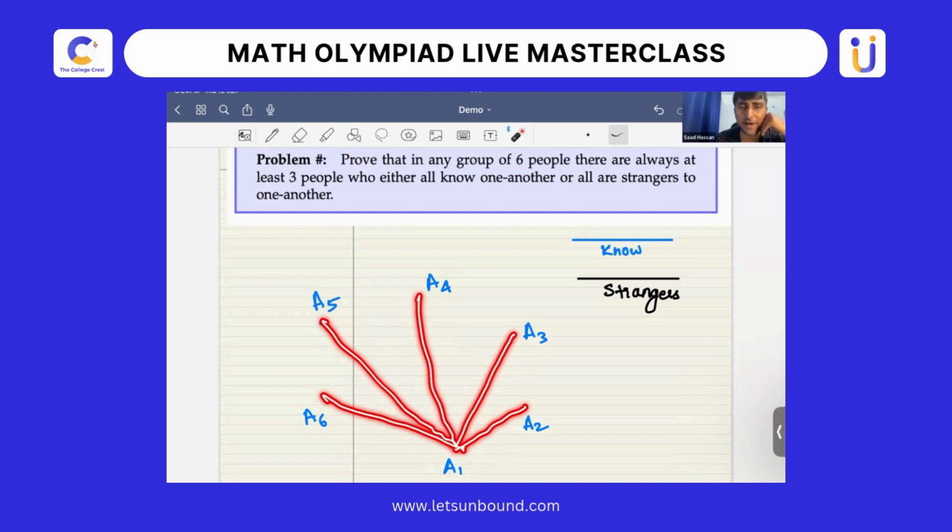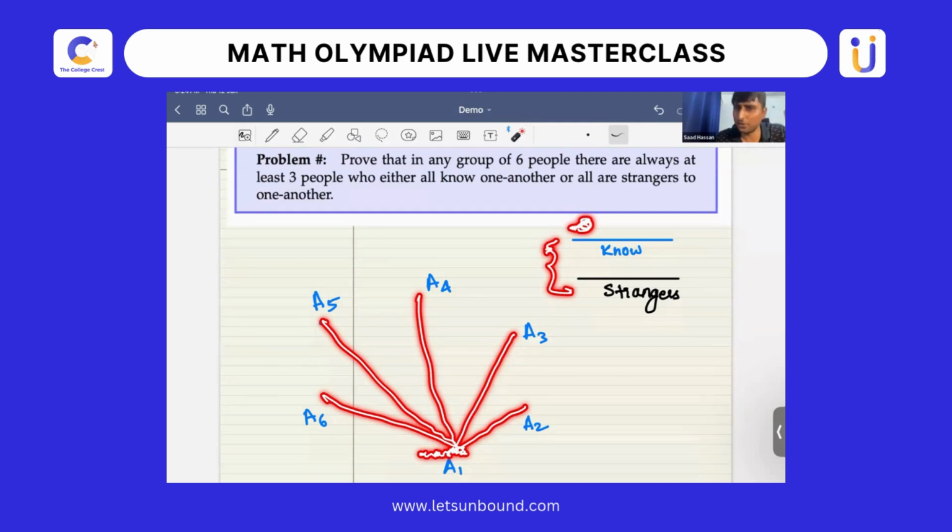Now, since there are five line segments to be drawn out of A1, and either they will be blue or they will be black, do you agree that at least one of the colors must be at least three in number? So what I'm saying is that since there are five line segments to be drawn from A1, at least one of these colors, blue or black, must be at least three. And you must be asking why at least one of these colors must be at least three.